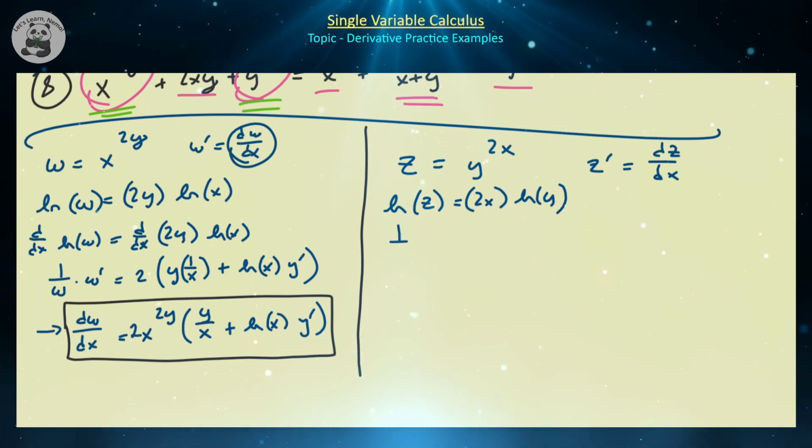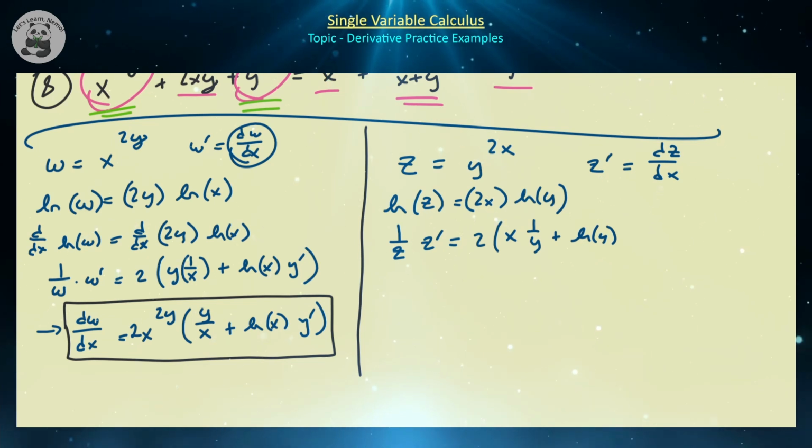So I'm going to have 1 over z times z prime is equal to first times the derivative of the second, plus the second times the derivative of the first, which is just going to be equal to 1. Which, keep in mind, is very different from the other one because the other one had y prime. This one is just 1, right? So don't be quick to try and mix them if you're not comfortable with that. And that gives us that.